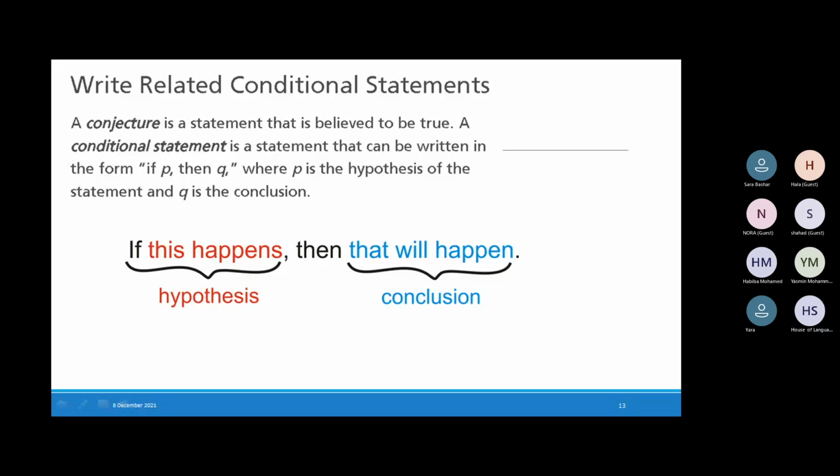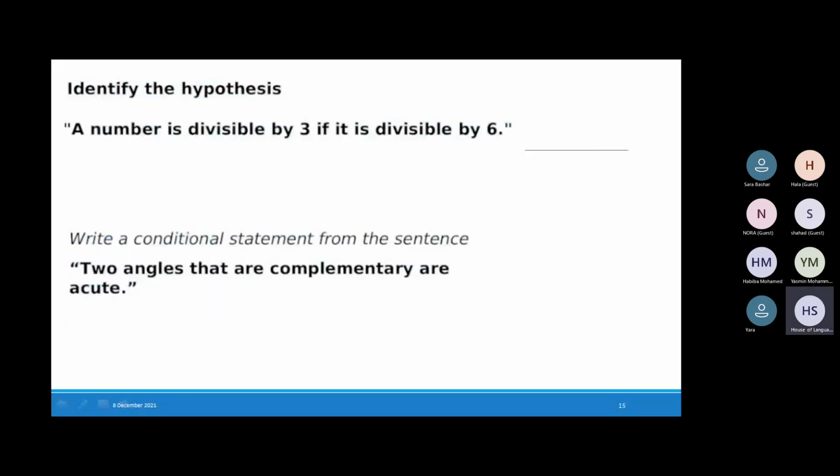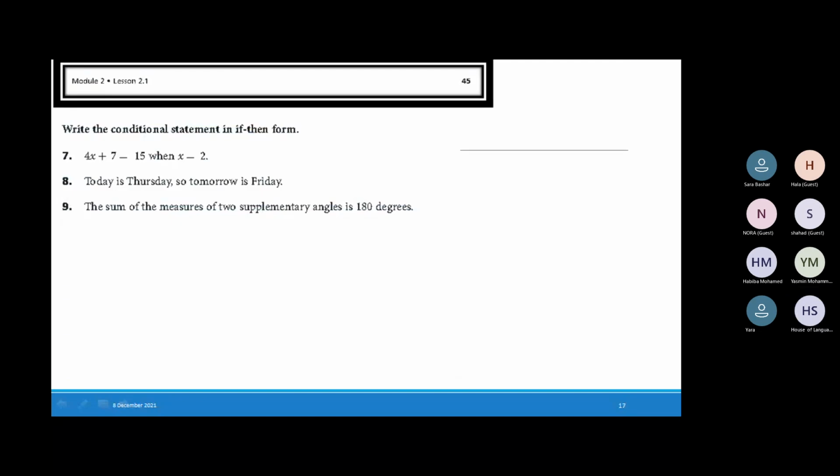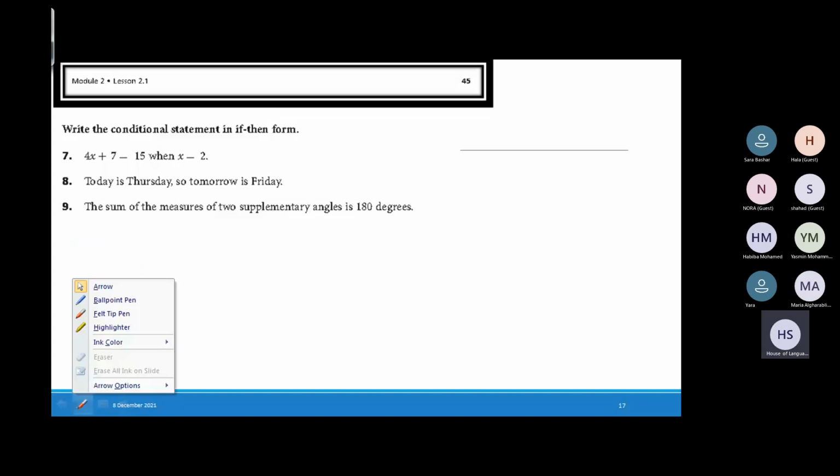Now, we said how can we classify which is the hypothesis and which is the conclusion. Look at this example here. This is in your book, page 45. Now, I want you to write the conditional statements. Conditional statements use if and then. If and then means if I do something, then something will happen. If the first thing happens, the second thing will happen.